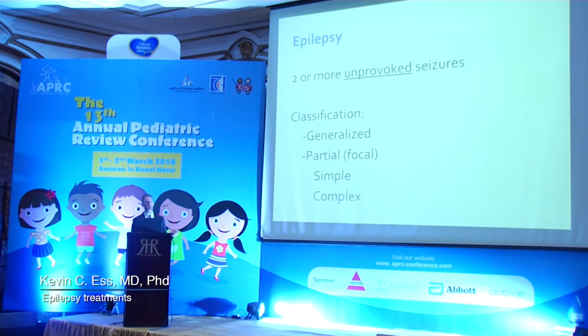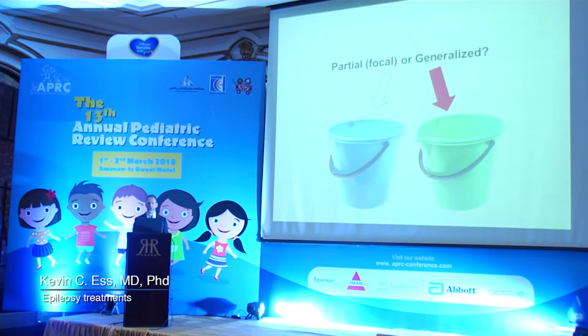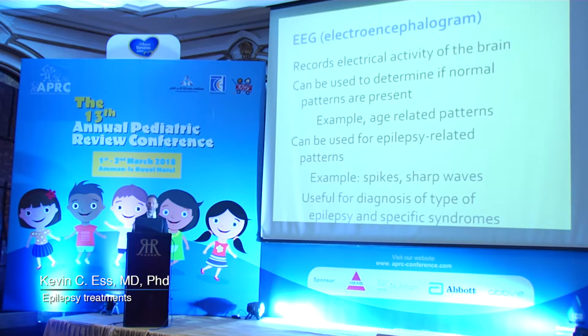And the simple and complex nomenclature really just means, is the mentation, the mental status, altered? If you're confused with a seizure, which most people are, that's a complex partial seizure. If your seizure is simple, it means your mental status is normal, and that's unusual. So these 2 buckets I like to think about, is it partial or generalized, because different medications come into play. And if you're wrong on this, sometimes you make seizures worse and you may not help your patient. So 2 buckets is not too bad to figure out.